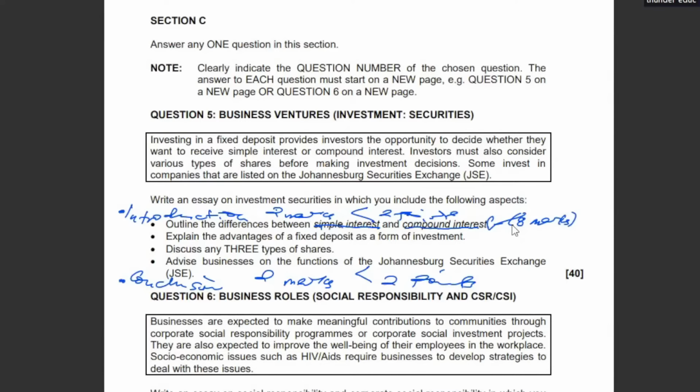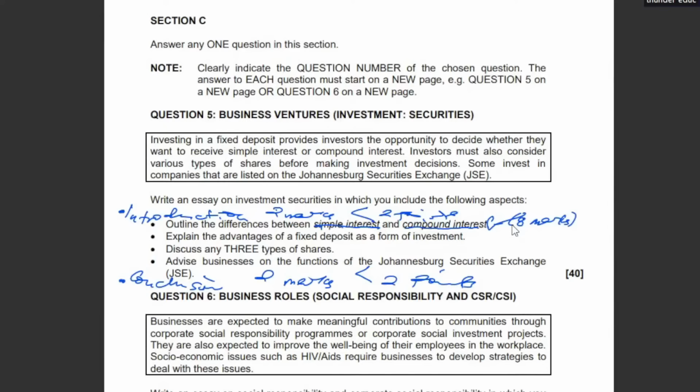But moving on to compound interest. Compound interest is nothing but interest earned on the original amount invested, as well as interest earned in previous periods. So now, let's move on to another difference.